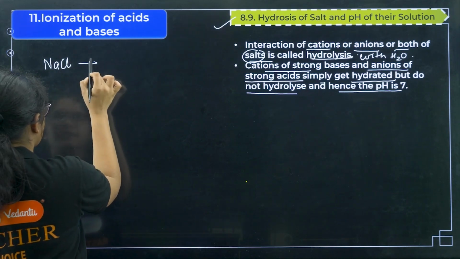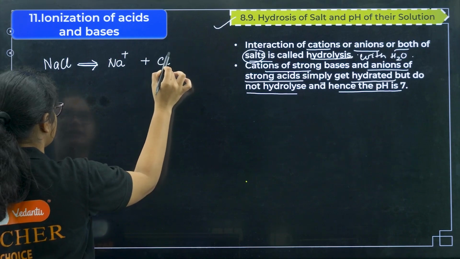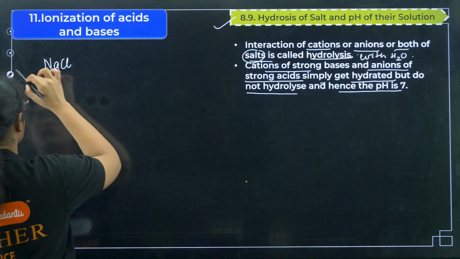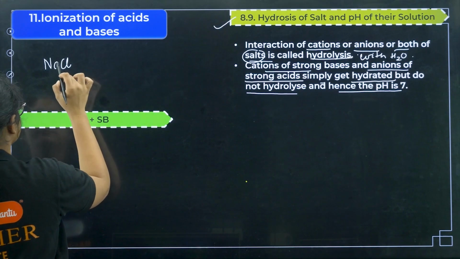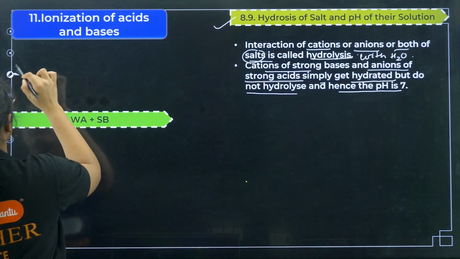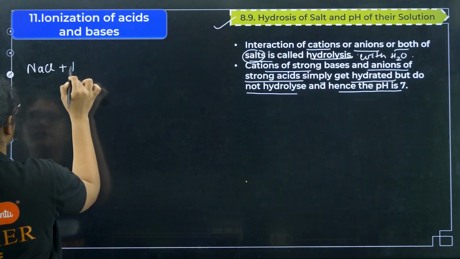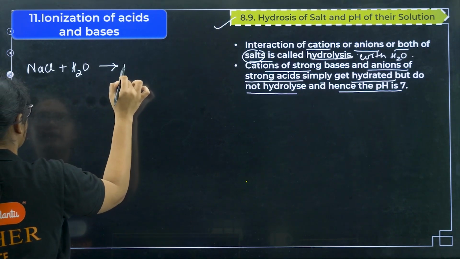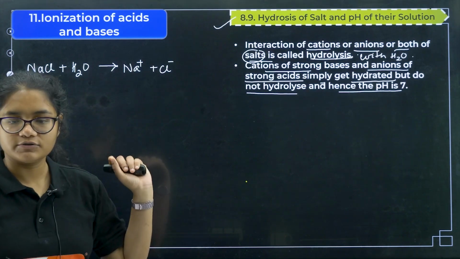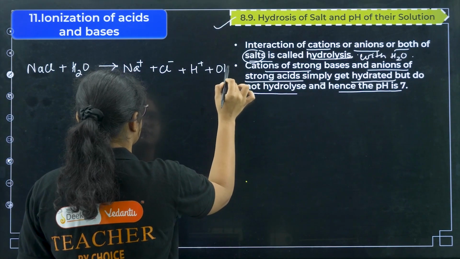Now what happens when you put them in water? It will dissociate to give you Na+ and Cl-, right. Okay, so now if you see, I have this one NaCl plus water. So what will I get? Na+ and Cl-, right, and from this water there will also be ions formed. What will those ions be? H+ and OH-, right.